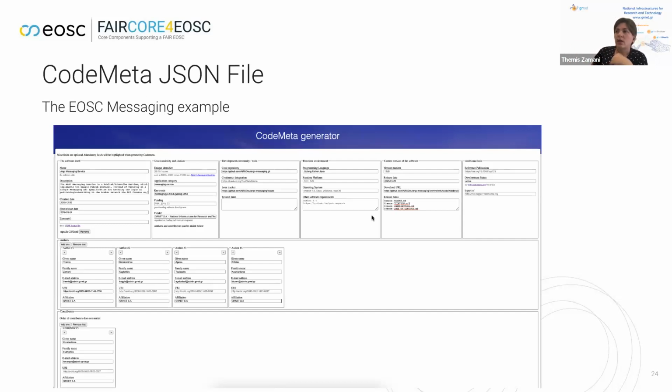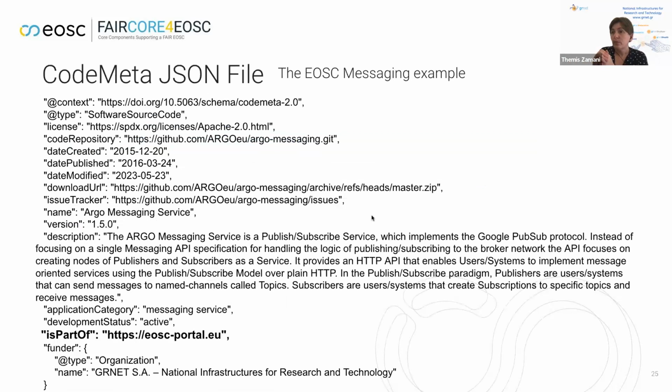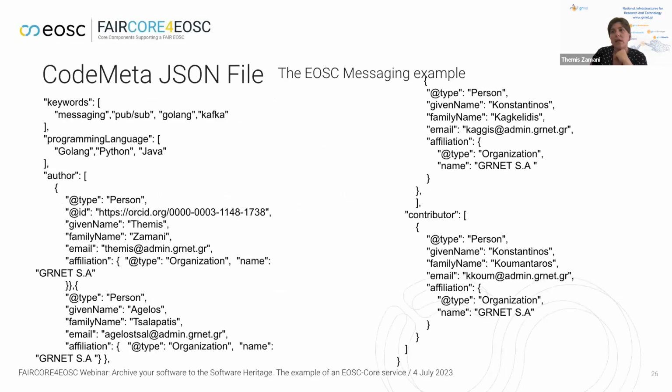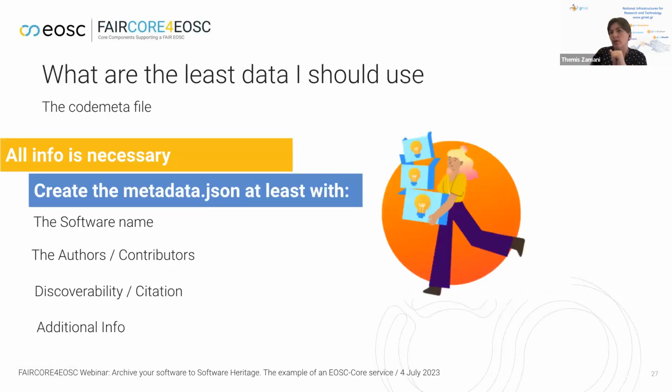And by using this codemeta generator, we created a JSON file with all this information in it. And the main information that is connecting this component with the EOSC-Core is part of the EOSC portal. This is the main URL of the project that we're referring to. And we added the funders, the keywords of what it is doing, programming languages, the authors, and the contributors. This is the main information that we added so that everyone can start searching for our main EOSC-Core component.